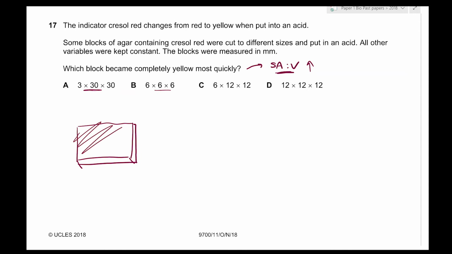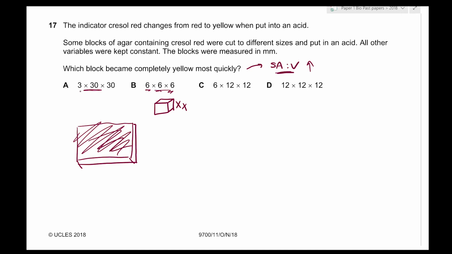Therefore, there's a much higher surface area to volume ratio for A. However, compared to B, this is a cube because they're all the same dimensions, so it would look something like this. And a cube definitely does not have a higher surface area to volume ratio than a surface like this, for example. Same thing with C here.